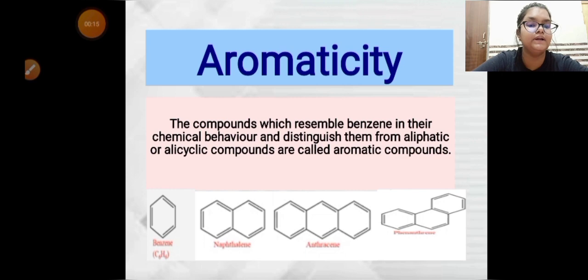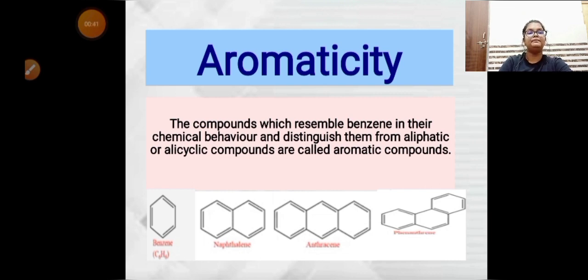So, what are aromatic compounds? The compounds which resemble benzene in chemical behavior and distinguish themselves from aliphatic or alicyclic compounds are called aromatic compounds. Means those compounds which have similar properties to those of benzene but differentiate themselves from aliphatic or alicyclic compounds.